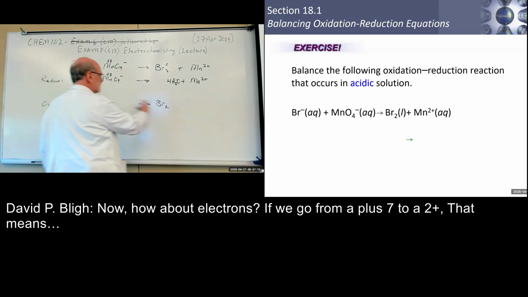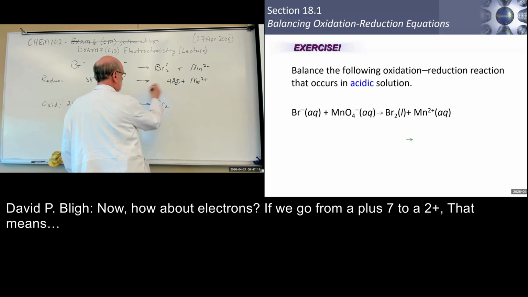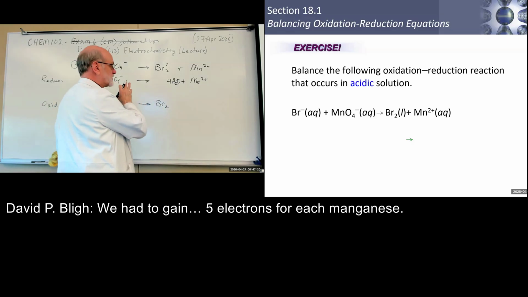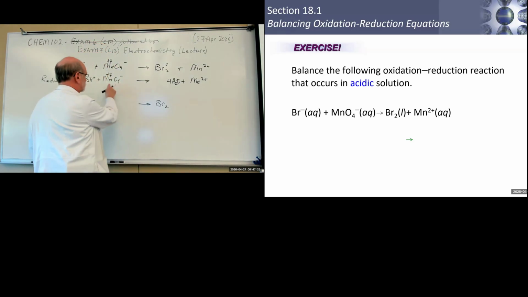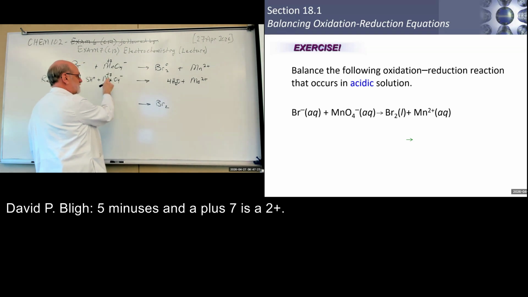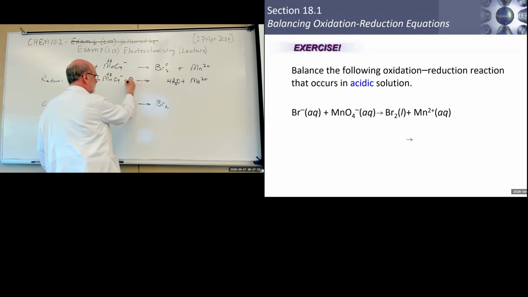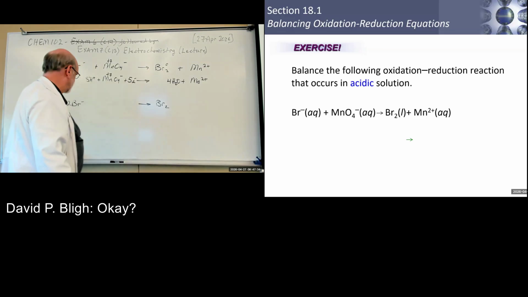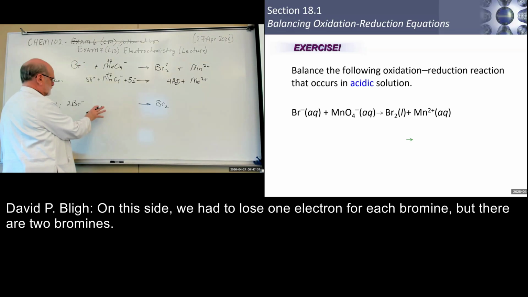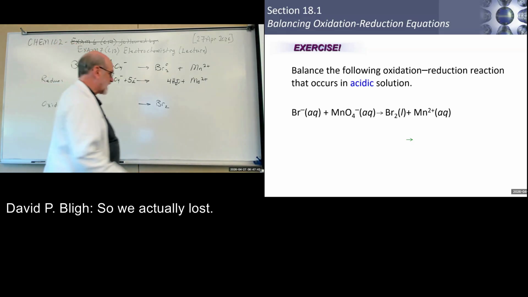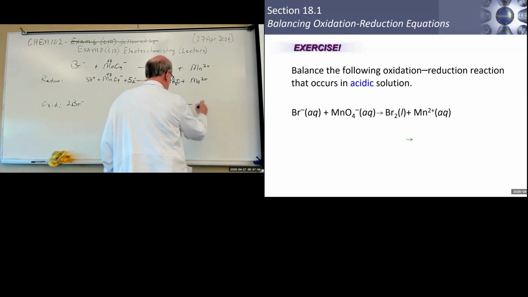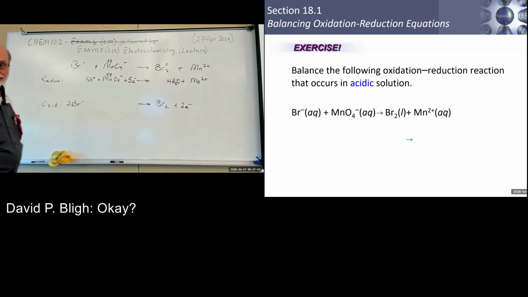Now, how about electrons? If we go from a +7 to a 2 plus, that means we had to gain 5 electrons for each manganese. 5 minuses and a +7 is a 2 plus. On this side, we had to lose 1 electron for each bromine, but there are 2 bromines. So we actually lost 2 electrons.